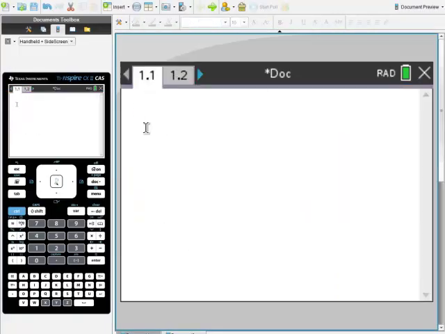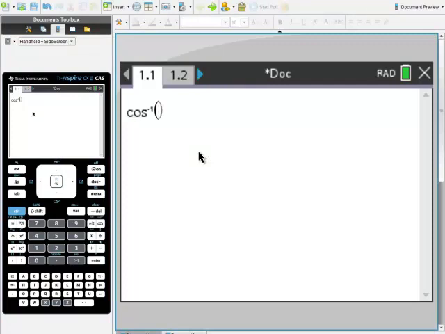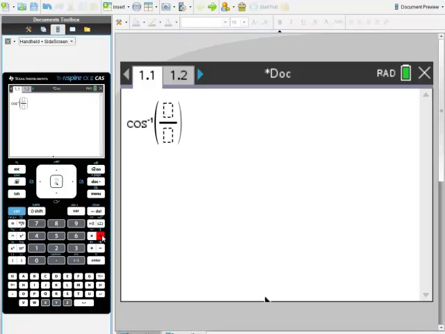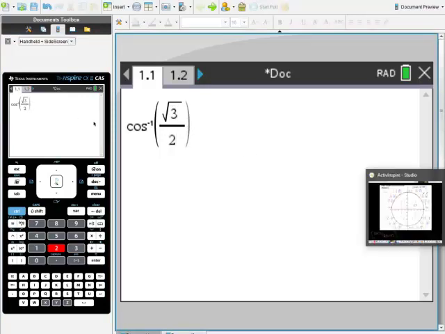To do this on the calculator is the simplest thing of all. All we're going to do is go to our calculator. We don't have to use any kind of solve function. Just go to trig, open up trig and choose inverse cosine. I'm going to use the example that we just used. Make sure I'm inside my parentheses, and I'm going to use control division, which gives me a solid fraction, and I'm going to put square root of 3 over 2.